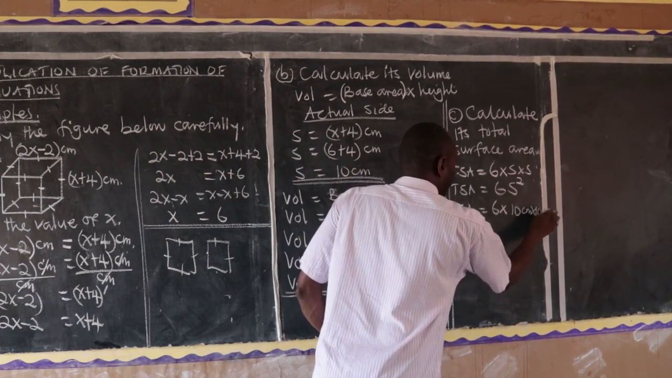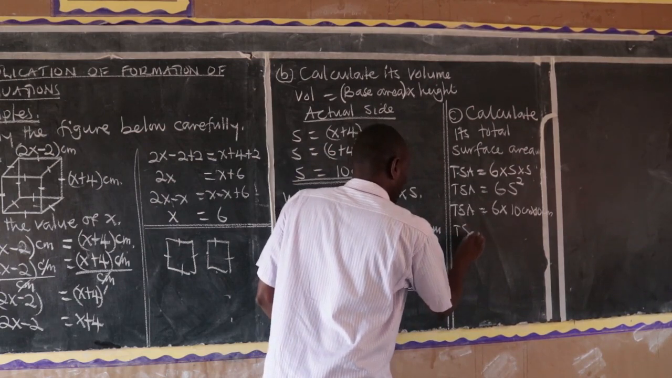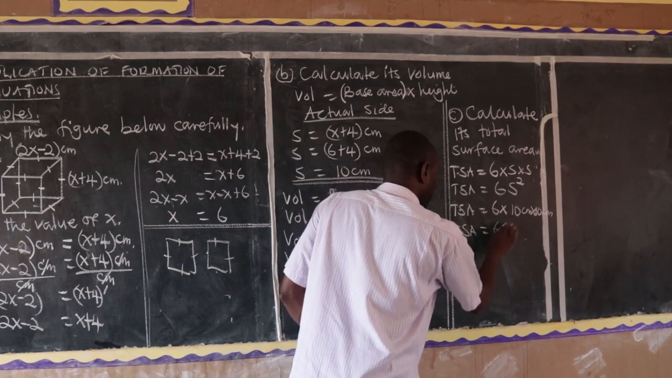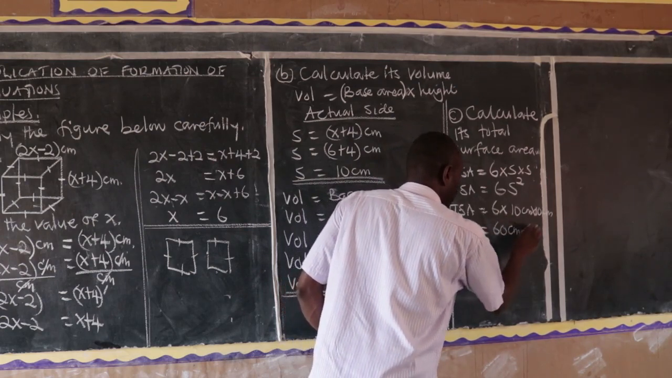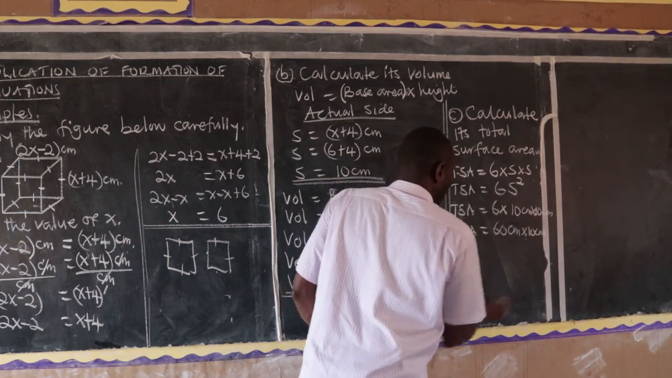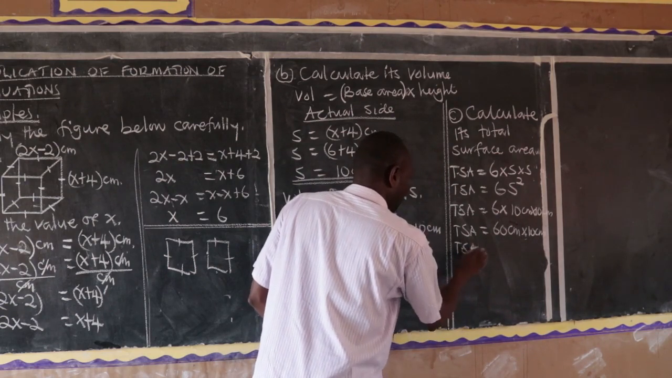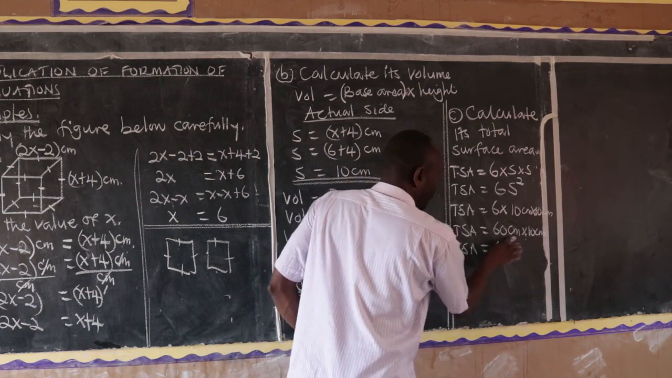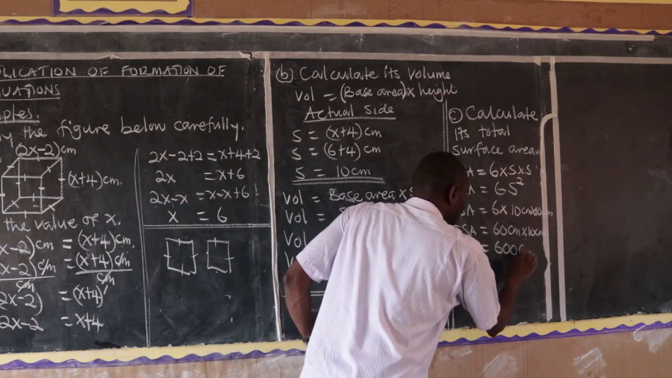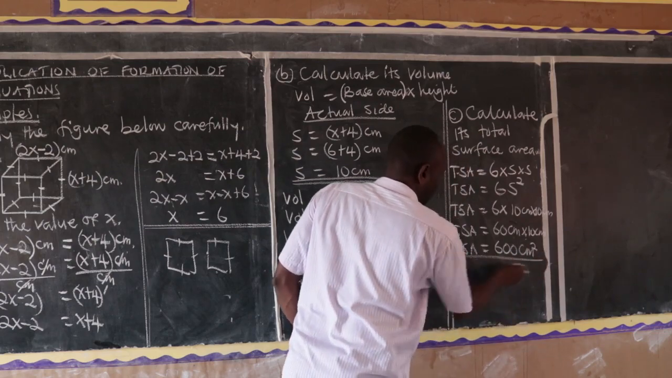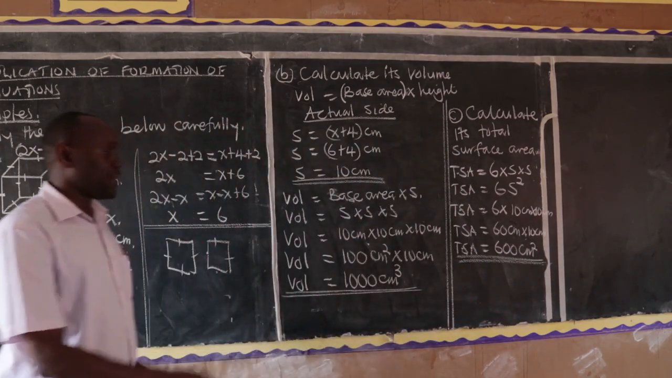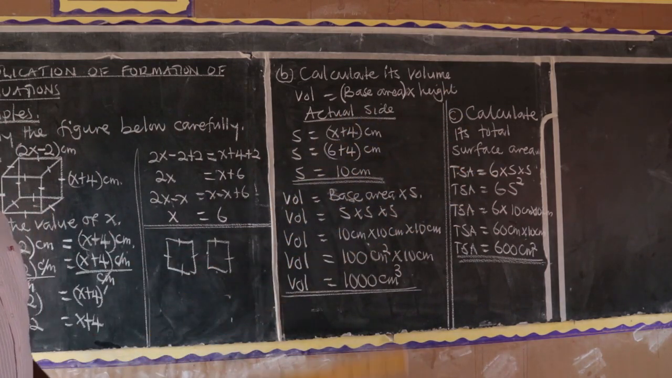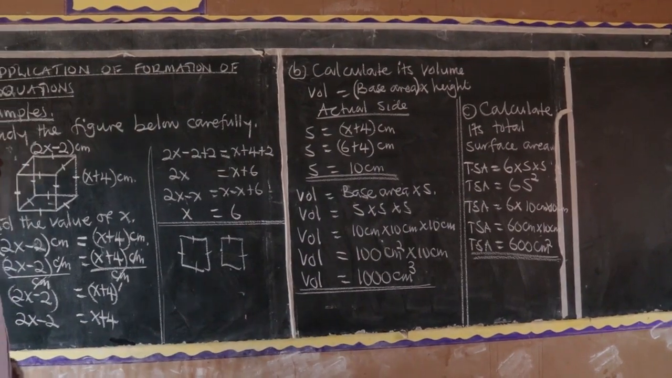centimeters by 10 centimeters. So the total surface area, 6 times 10, we have 60 centimeters multiplied by 10 centimeters. So the total surface area will be 60 times 10, we have 600. A centimeter multiplied by centimeter, we have 600 square centimeters. That's how we find the total surface area of a cube. It is different from the other one of a cuboid.